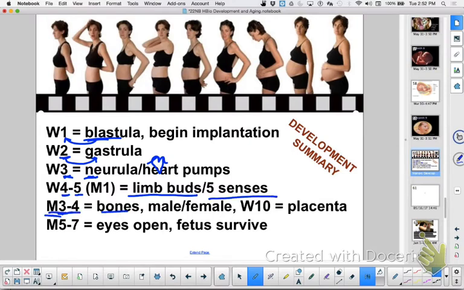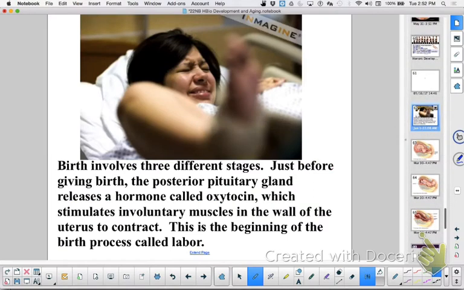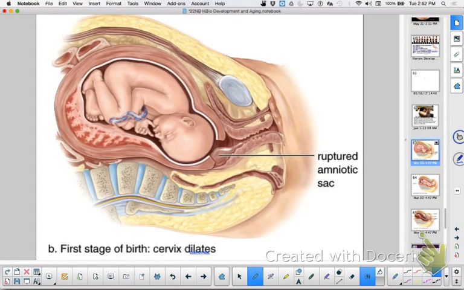And then months. Now we're in months three or four. You have bones, and you can tell male and female. Placenta develops at week 10. And then months five through seven, the eyes open. And then you have a baby. And why? Because a sperm went into an egg. It got there via a penis. Don't do that.